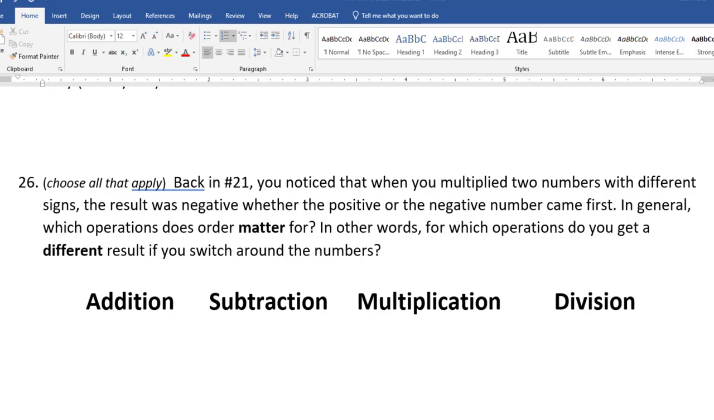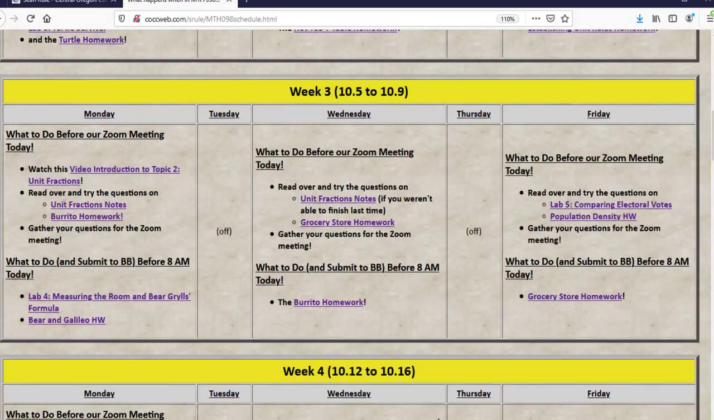So this question asks, which operations would it matter for? Addition, subtraction, multiplication, or division. So we know it doesn't matter for multiplication, so I'm going to go ahead and just cross that one out. Let's check addition, subtraction, and division. And we're going to use our good buddy Google to do that.